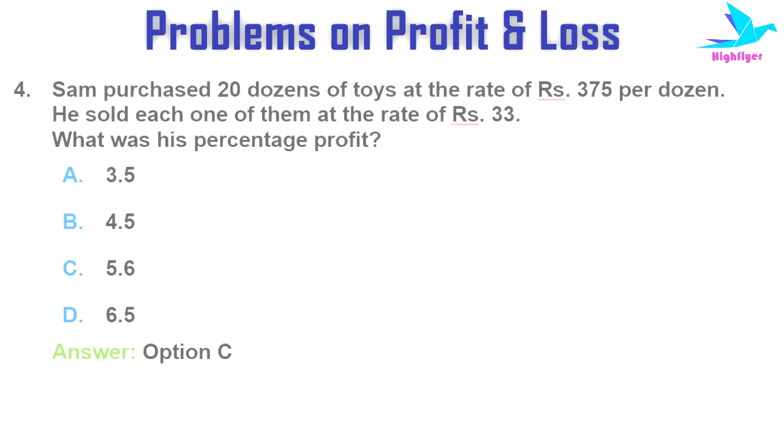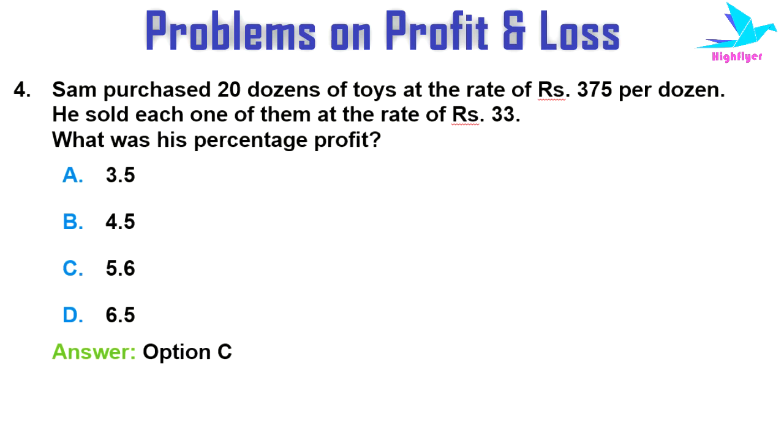Next question. Sam purchased 20 dozens of toys at a rate of rupees 375 per dozen. He sold each one of them at a rate of rupees 33. What was his percentage profit? The options are 3.5, 4.5, 5.6 or 6.5. The right option is option C, 5.6.